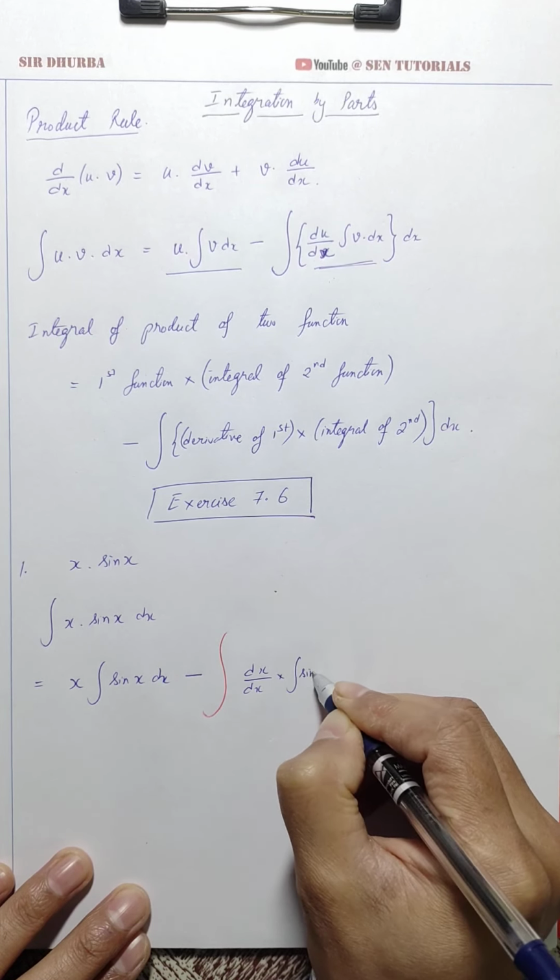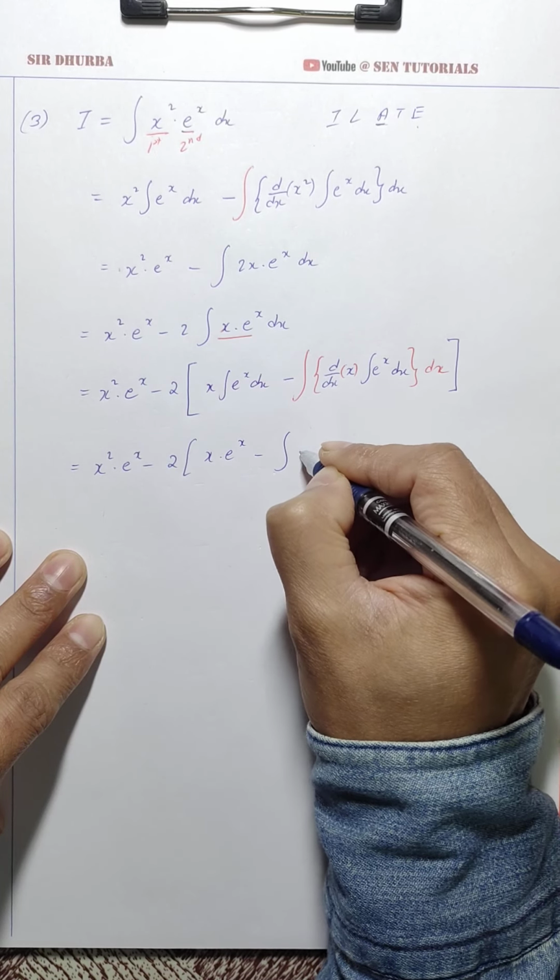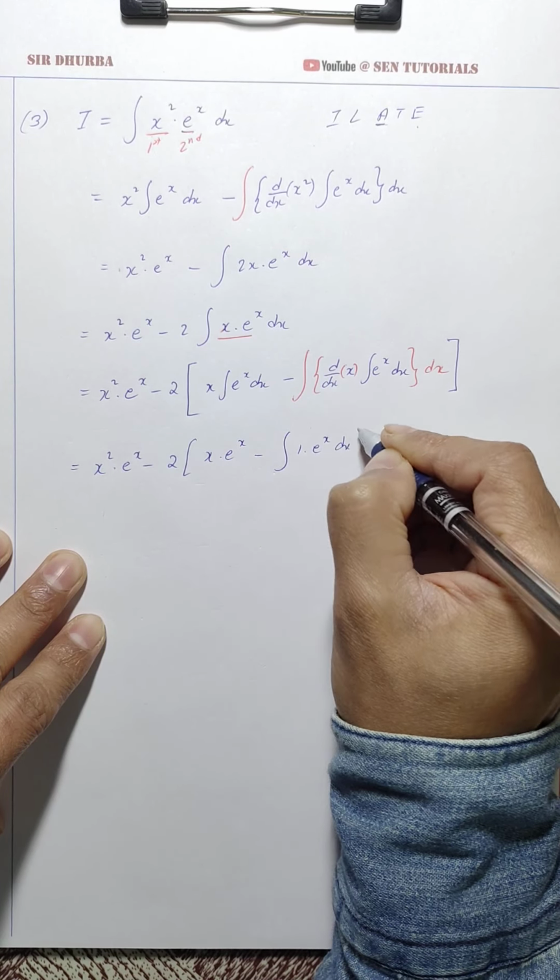So again, I will have to apply the integration by parts rule again. So again, product of two functions, e always will go to the last function. So that's going to be first function, integration of second function minus derivative of the first function, integration of the second function, its whole integral once again. So that's going to be x squared e power x minus twice x into e power x minus integration of x is 1, e power x is e power x.